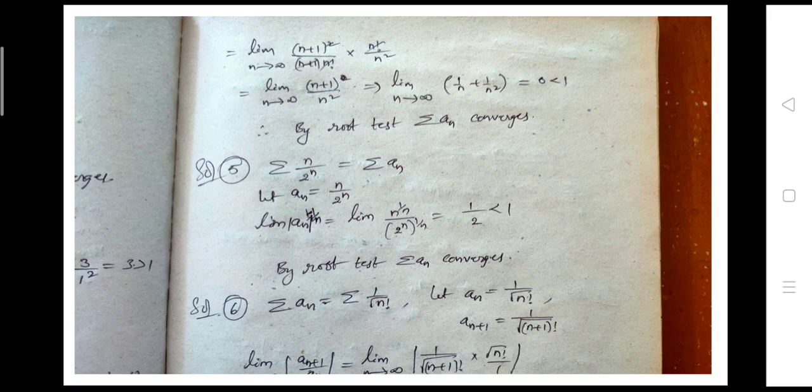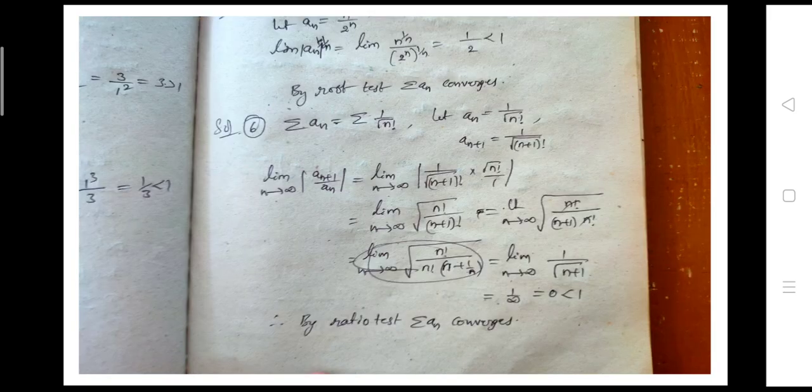Less than 1 means that it converges according to the root test. Solution 6: sigma a_n equals 1 by root n factorial. So a_n is equal to 1 by root n factorial, and a_(n+1) is equal to 1 by root (n+1) factorial. Continue on the next slide.